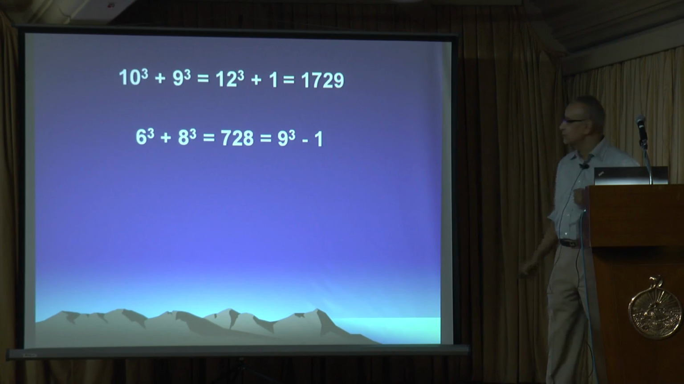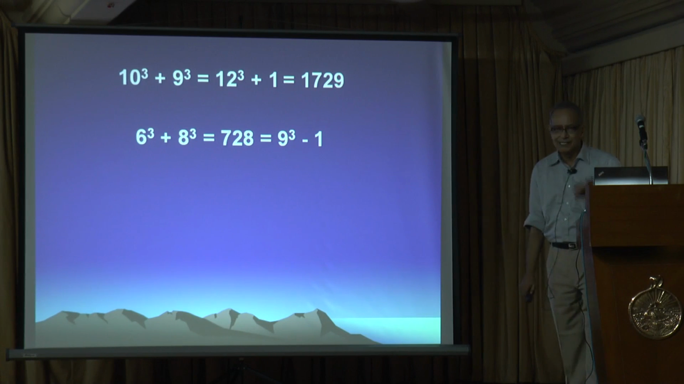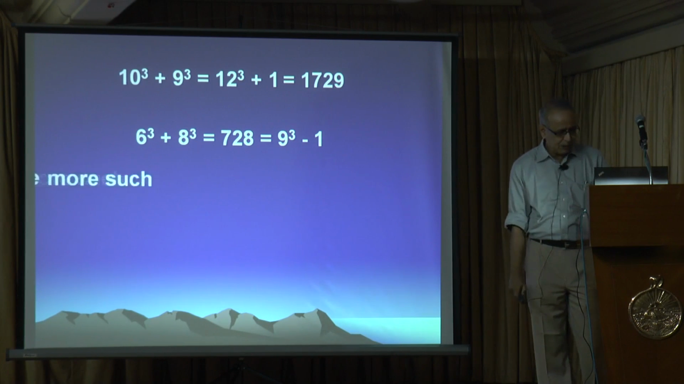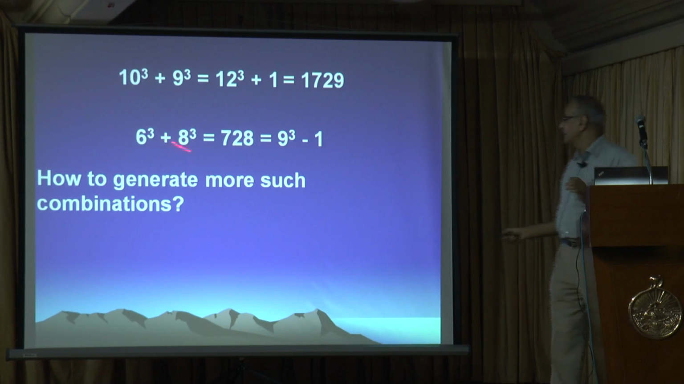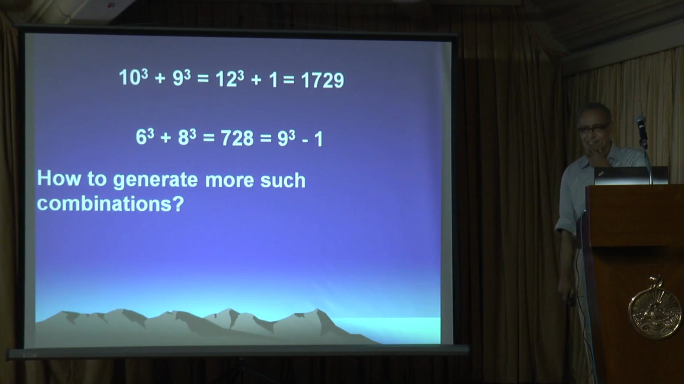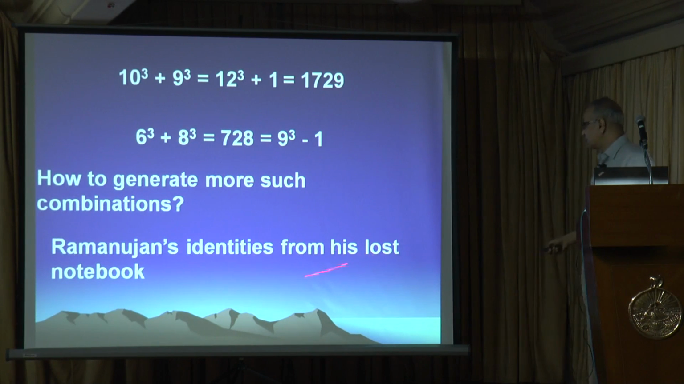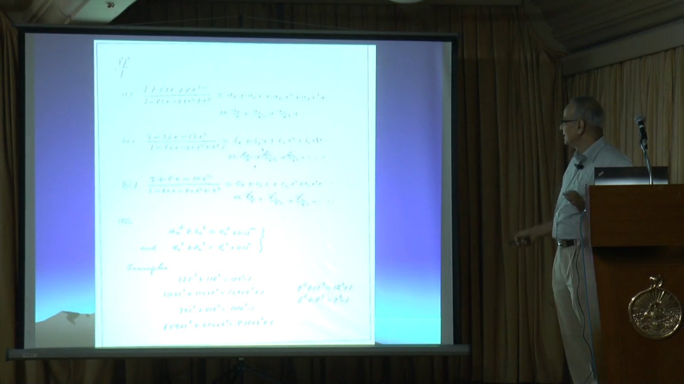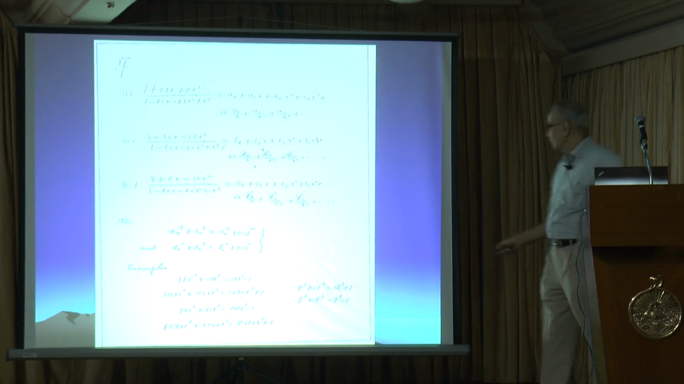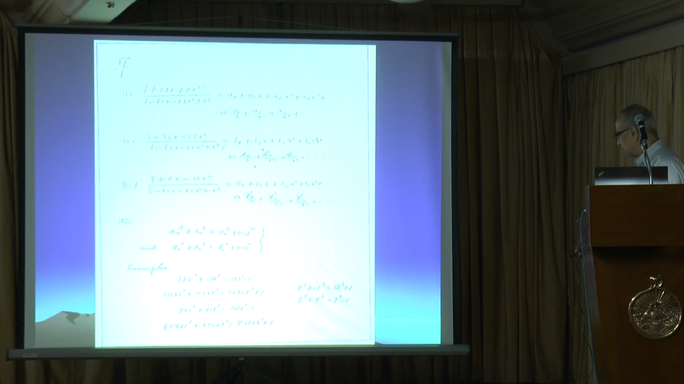But Ramanujan getting this example is not maths. It is just arithmetic. He said, can I generate more such combinations? And that is where his genius comes. His identity is from his lost notebook. This is his handwriting. He wrote that 9 cube plus 10 cube is 12 cube plus 1. This is one example. Then he found an equation that if I have polynomials like this, then a_n cube plus b_n cube will be c_n cube plus minus 1 to the power n.